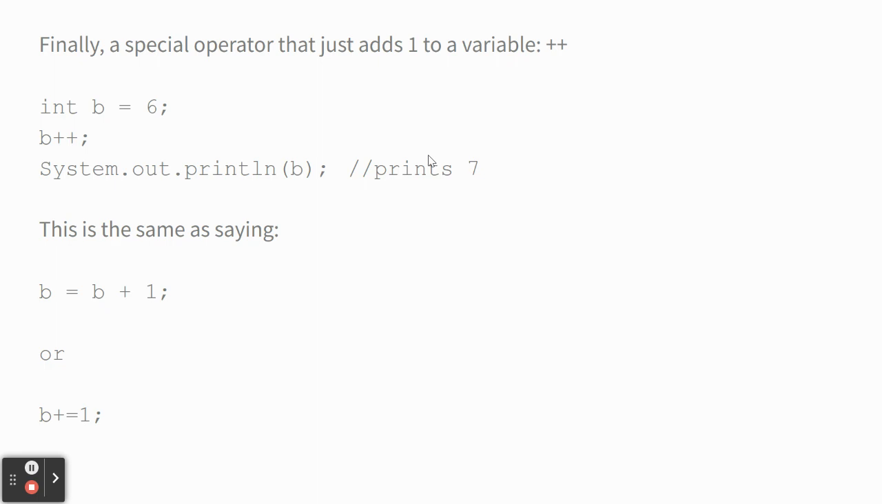Plus plus means add 1. Minus minus means take away 1. Yes? What if you did 3 plus something, would it add 2? I don't think it would allow you to do that, but you could try.